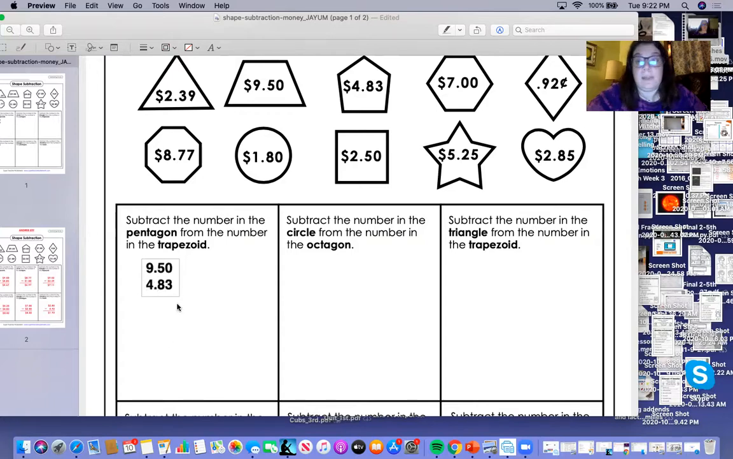And we're taking 83 pennies from that. Well, we're going to have to do some regrouping, right? Because if I have 50 pennies, I can't give you 83 pennies.